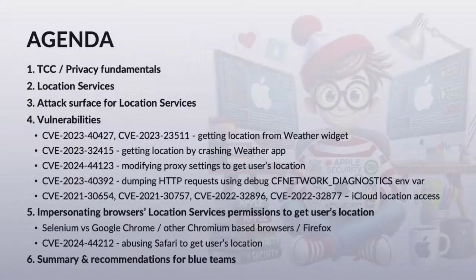The plan for today is that I'm going to quickly introduce you to TCC, privacy fundamentals. This is Objective by the Sea, so I guess I don't need to explain what System Integrity Protection is, so that will be just a shortened version of the introduction. Then we're going to talk about location services, because you will see that's kind of different from the TCC itself. Then we're going to talk about the attack surface for location services, because this is quite interesting. And then some vulnerabilities. There will be a few categories of different vulnerabilities you will see.